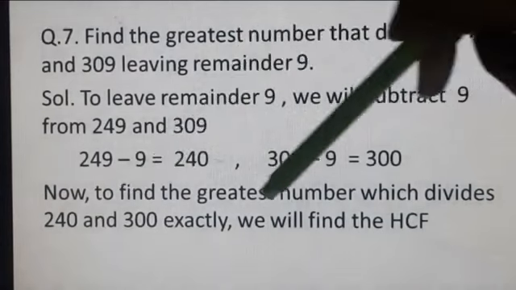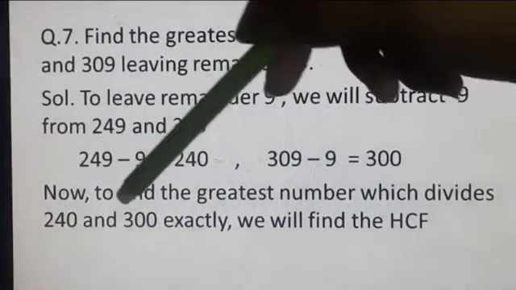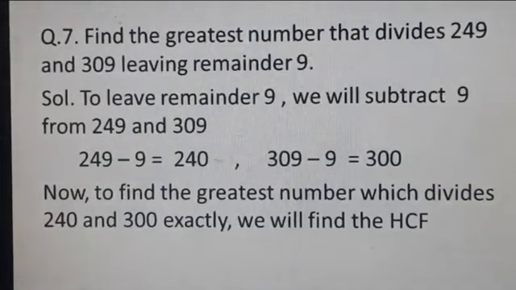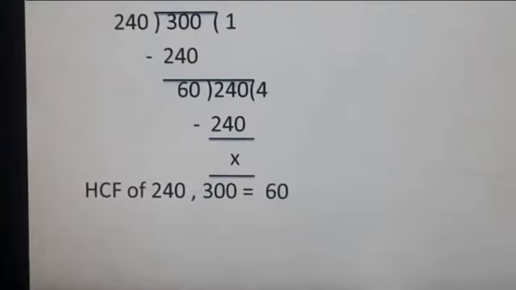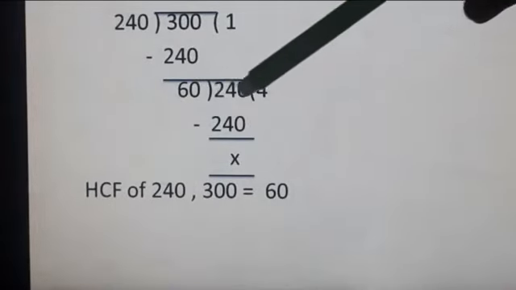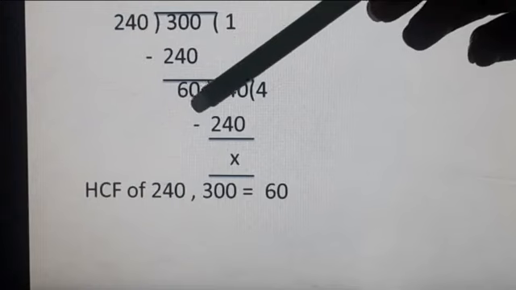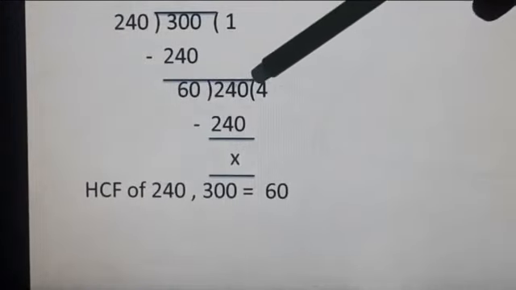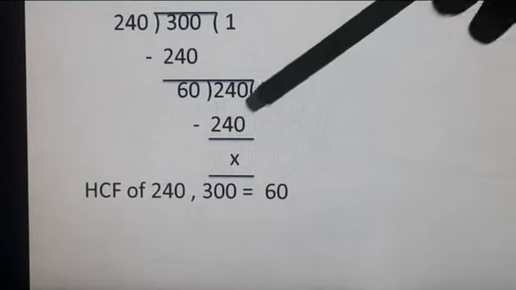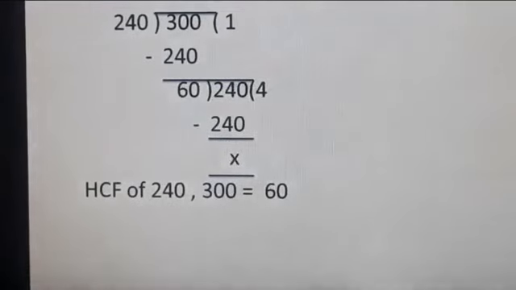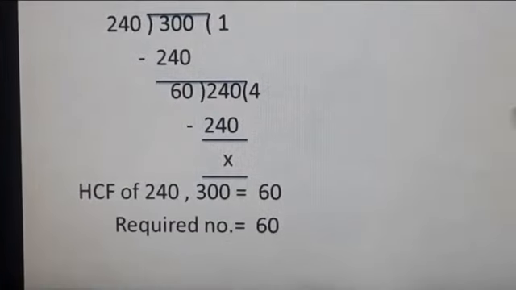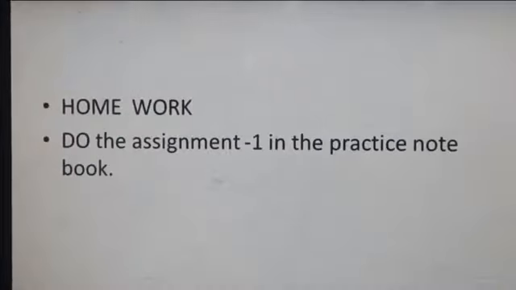Now to find the greatest number which divides 240 and 300 exactly, we will find the HCF. 300 will become dividend, 240 will become divisor. 240 ones are 240, remainder will be 60. Now 60 will become divisor and 240 will become dividend. 60 fours are 240. So HCF is 60. So our required number is 60.